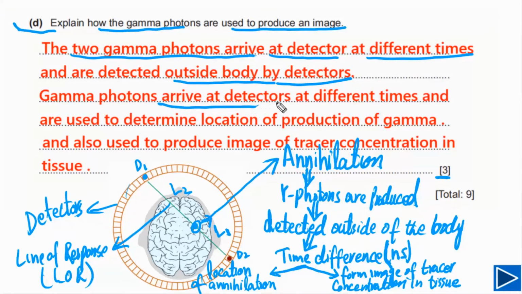Gamma photons arrive at different times, as we have discussed, and this is used to determine the location of production of gamma, meaning the location of annihilation. The time difference is also used to form an image of tracer concentration. So this is the third point. If you write down these 3 points, you will get 3 marks. This was a great question on PET.